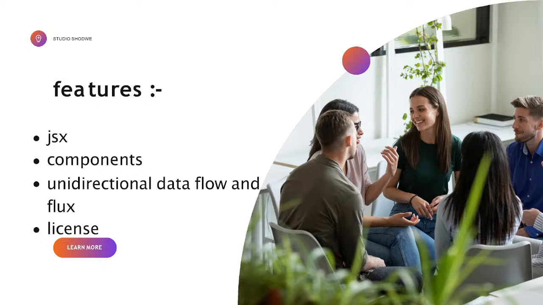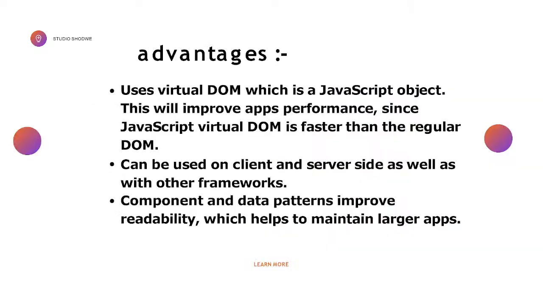We also discussed in yesterday's session the features, which include JSX, components, unidirectional data flow, and Flux. And we might have already discussed advantages like using the virtual DOM, which is a very big advantage and is a JavaScript object. This will improve the application performance, since the JavaScript virtual DOM is faster than the regular DOM. It can be used on the client as well as the server side, interacting with other frameworks.